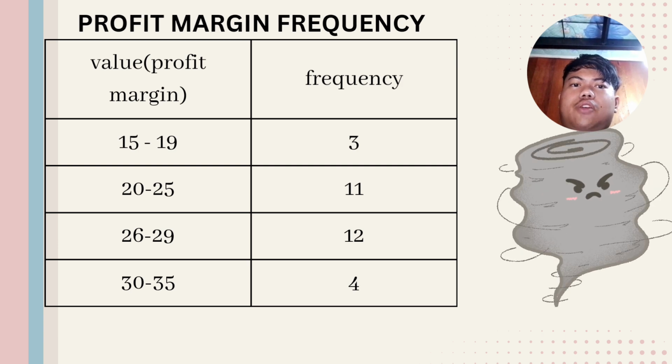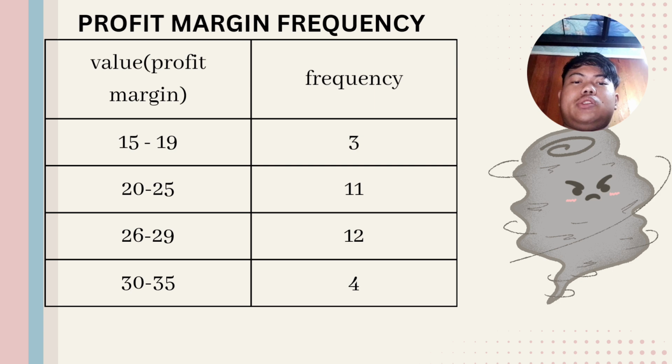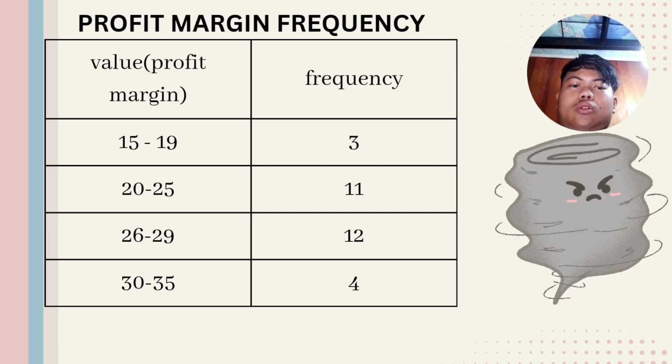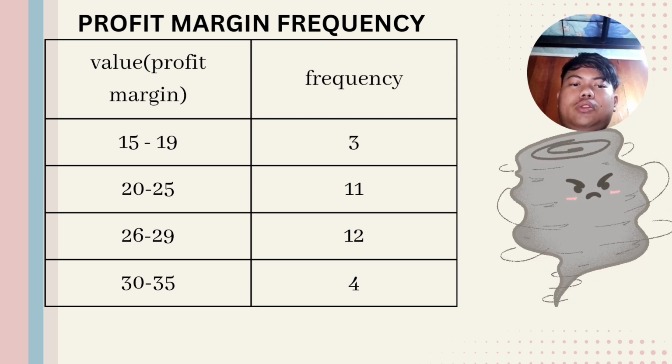Now let's dive into the core of our analysis, the profit margin frequency table. This table showcases the distribution of profit margin across the various ranges. Notice how the frequency increases as we move from 26 to 29, picking up the 12th occurrence before dropping again at 30 to 35.